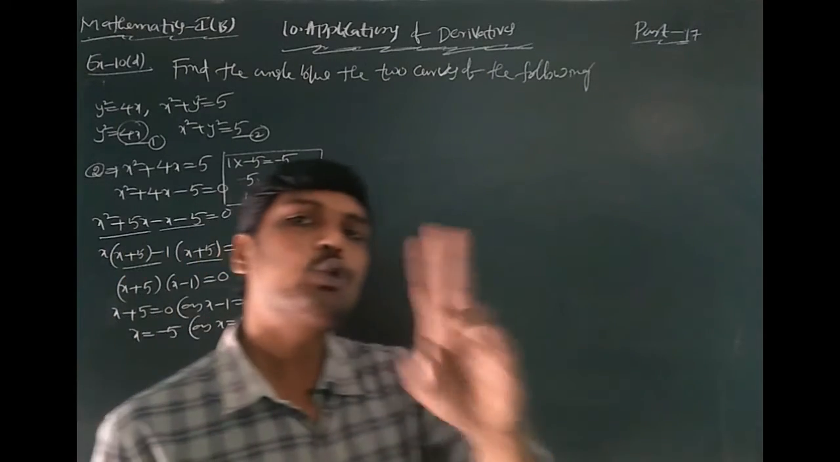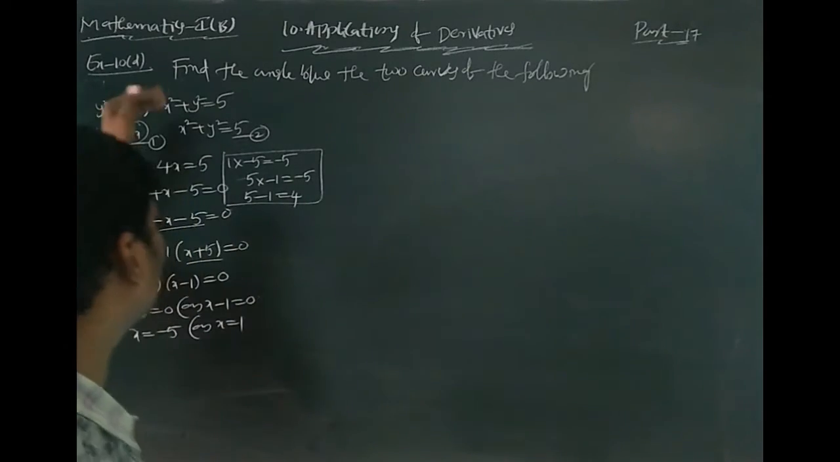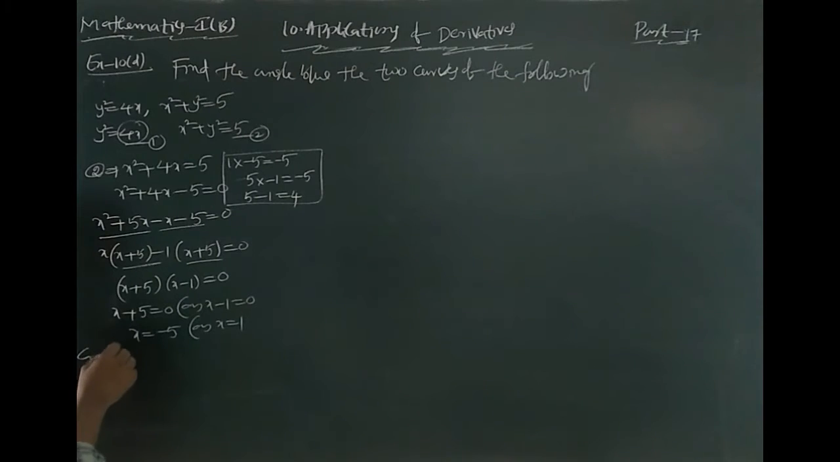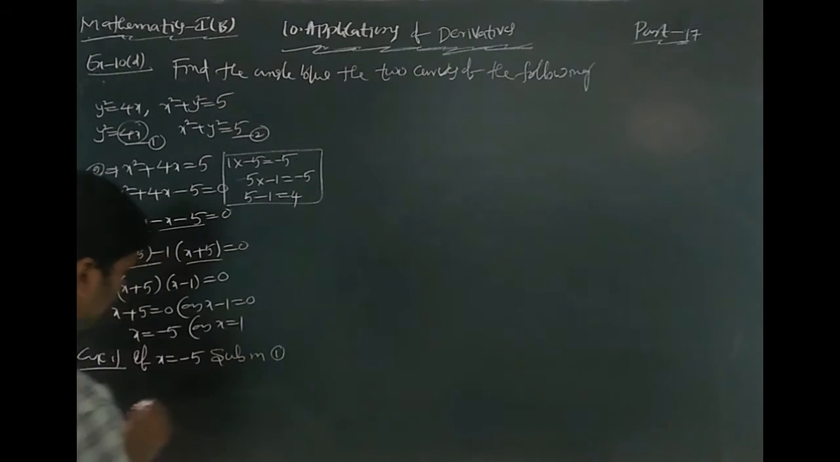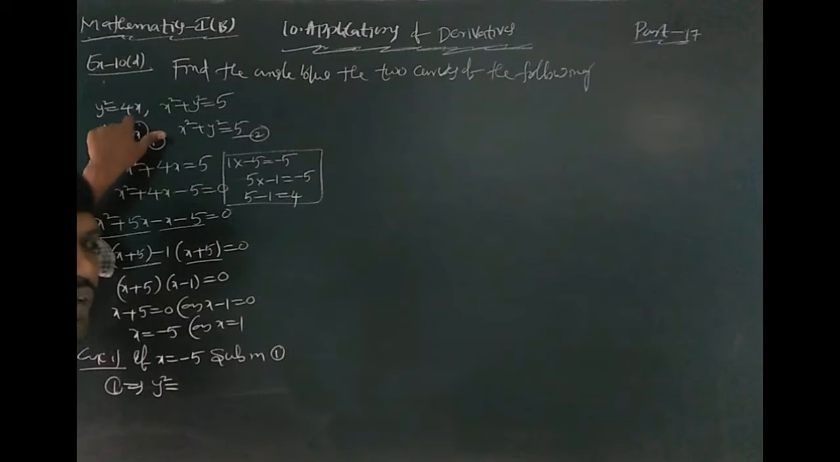You get the two values of x. Substitute these two values of x in equation 1. You get 2 points. First, case 1. What is case 1? If x is equal to minus 5, substituting in equation 1 implies y square equal to 4 into x.